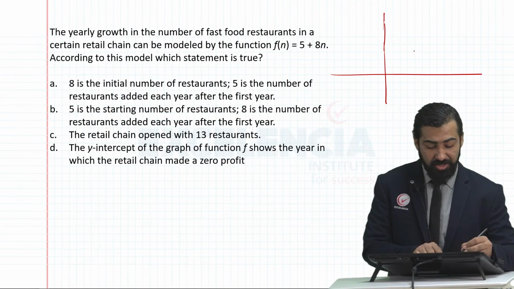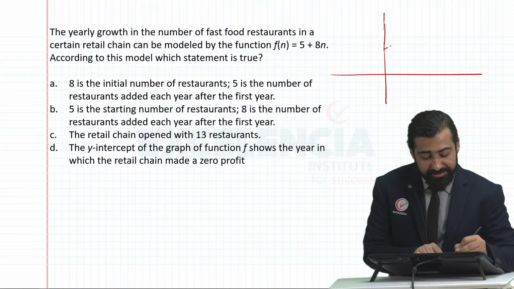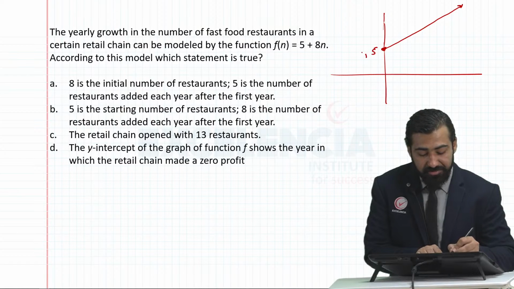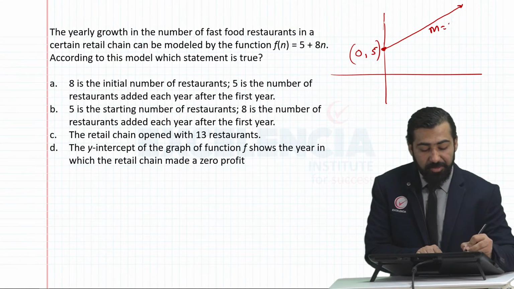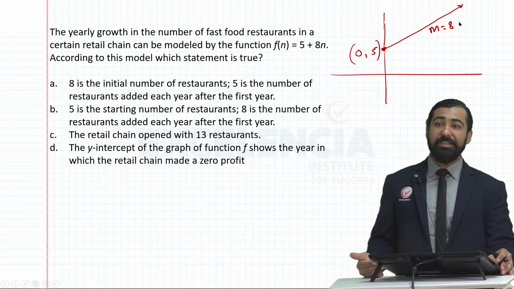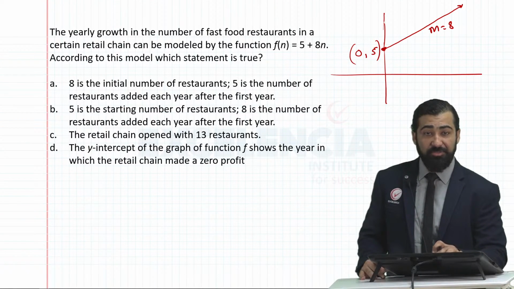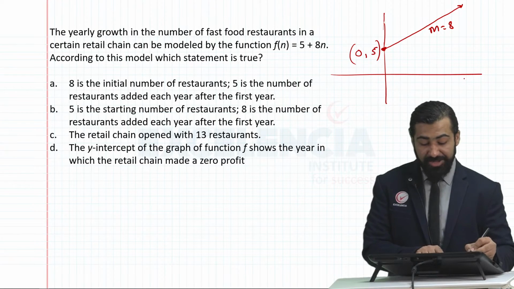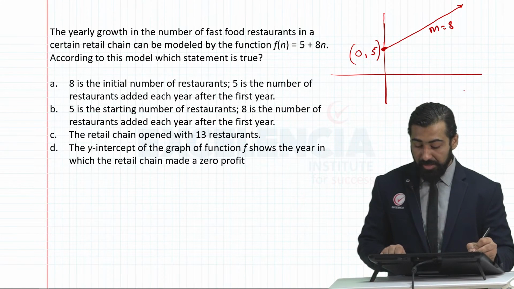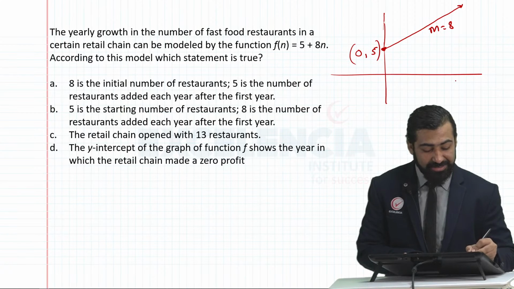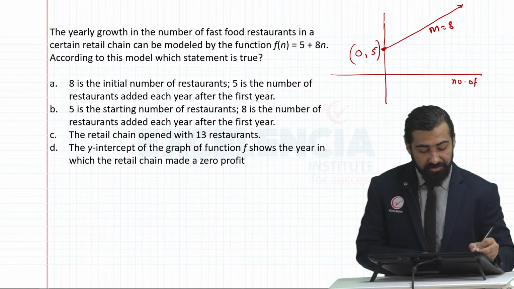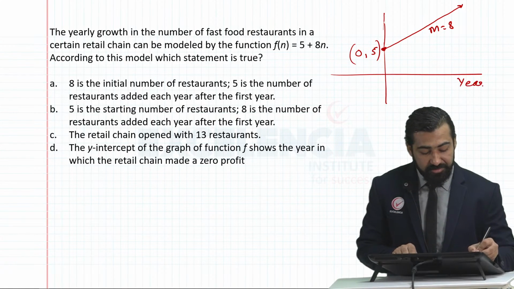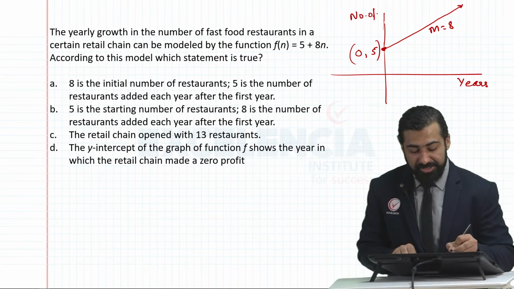So if I were to map this graph, I'll get a graph something like this, with the initial value 5 and our slope being 8. Remember, for a linear graph, when you put n as 0, whatever is left is your initial value. In terms of this question, the x-axis represents our timeline, years, and the y-axis represents the number of restaurants.